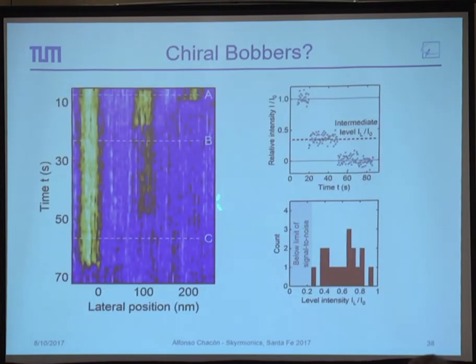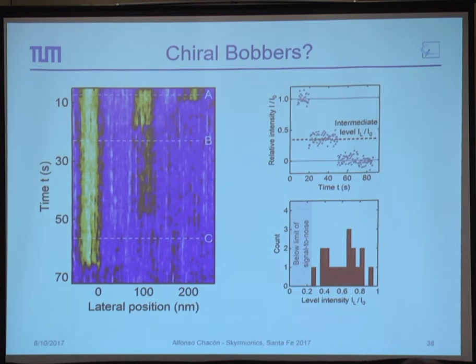But going back to that skyrmion that lingers around, this is the intensity that we measured for this specific one, and you see that it starts at a normalized intensity of 1, comes down to 0.4 for some reason over a certain amount of time, and then it goes down. We observed several skyrmions that showed this type of behavior. However, the amount of intensity at this intermediate level was all over the place.